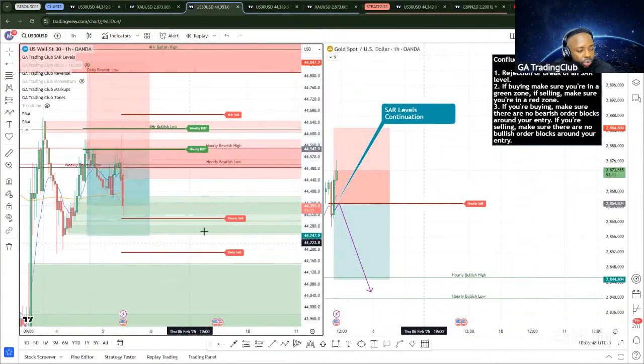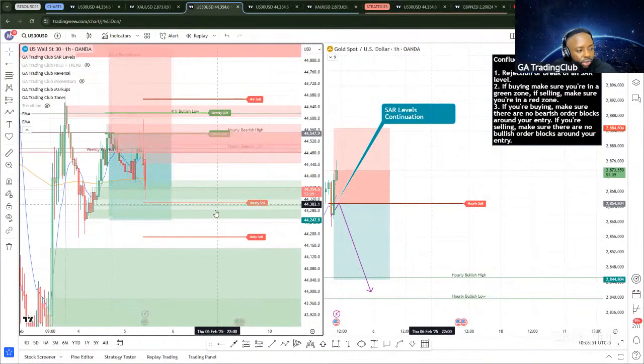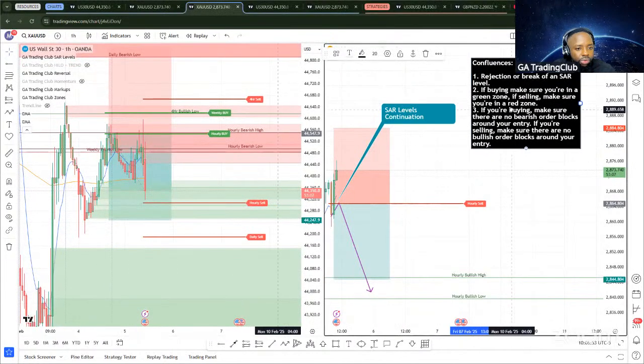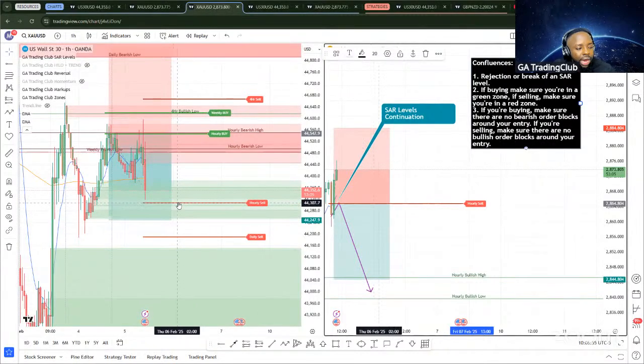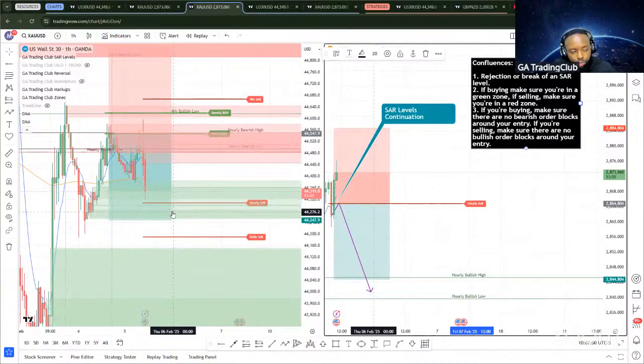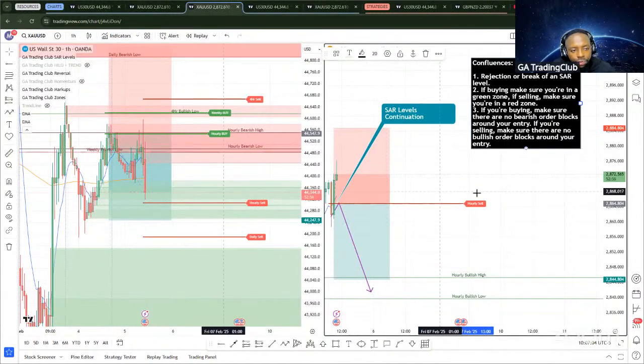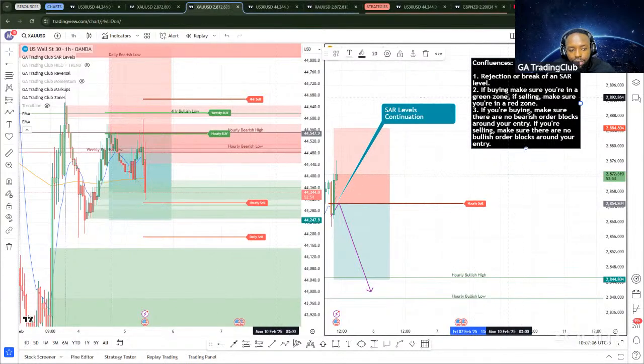So if we do get a candle that tests, you can see here, based off of these three confluences, if we do get a candle, the first candle to interact with this hourly sell fails to close above it. So it touches that area and closes back above. So that would satisfy confluence number one.